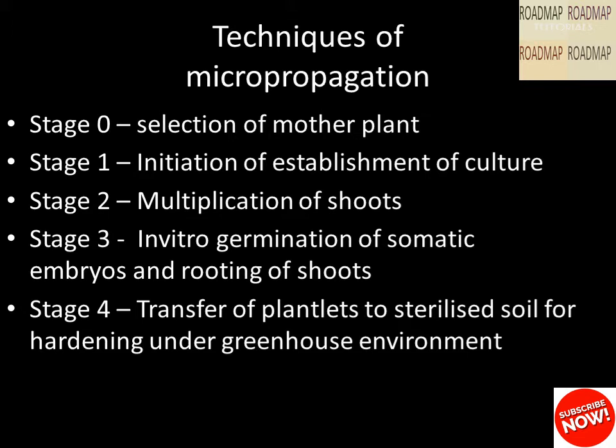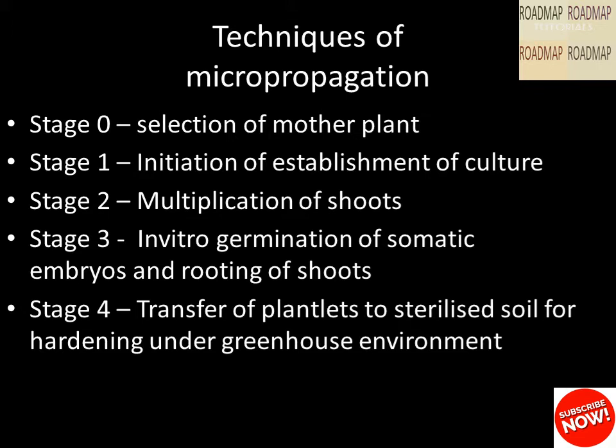Stage 4 involves the establishment of plantlets in soil, and this is done by transferring the plantlets of stage 3 from the lab to the greenhouse environment. For some plant species, stage 3 is skipped, and unrooted stage 2 shoots are planted in pots or in a suitable compost mixture. So this is stage 4, where the plantlets are transferred to sterilized soil for hardening under a greenhouse environment.